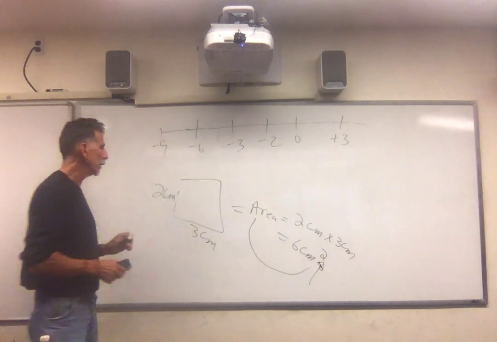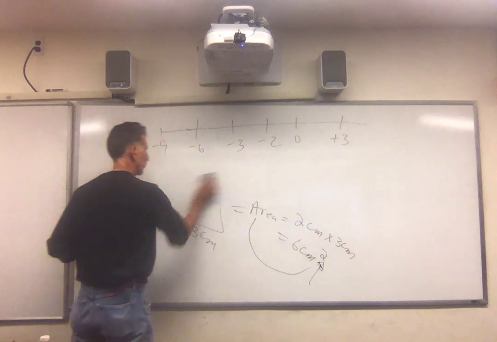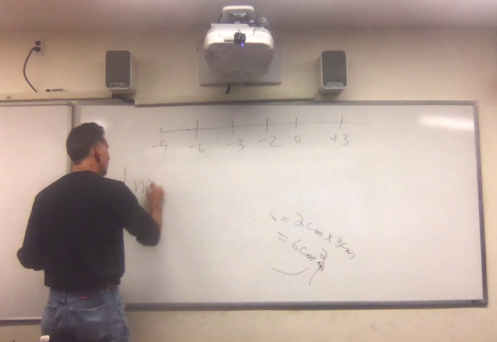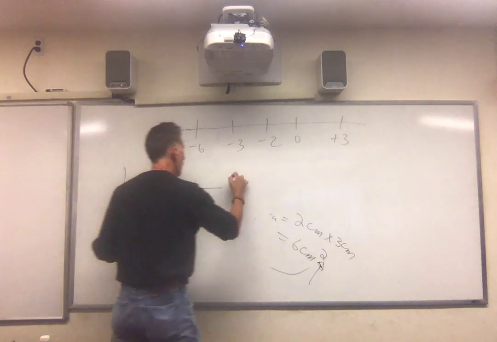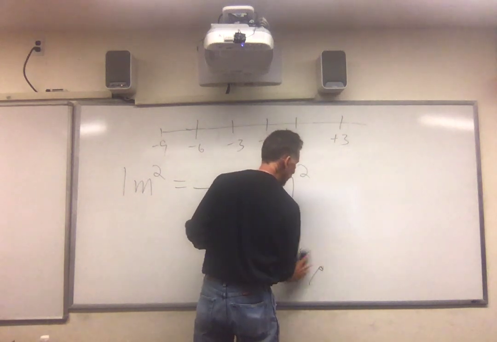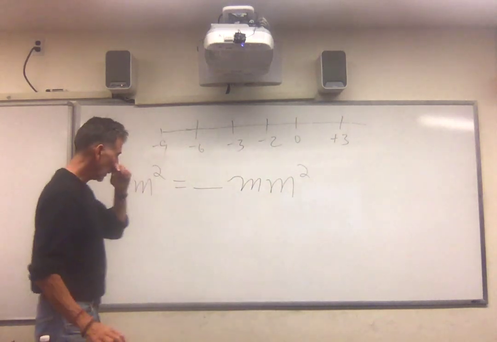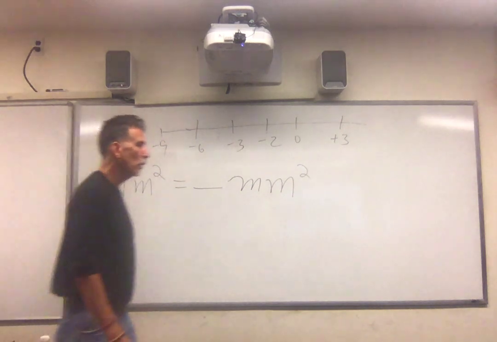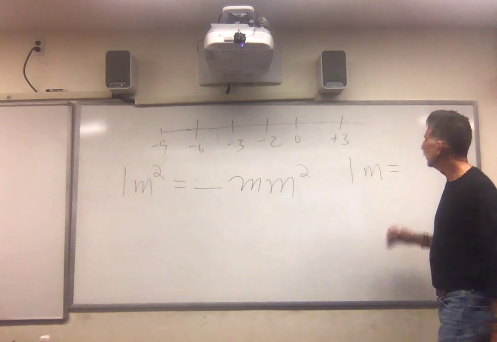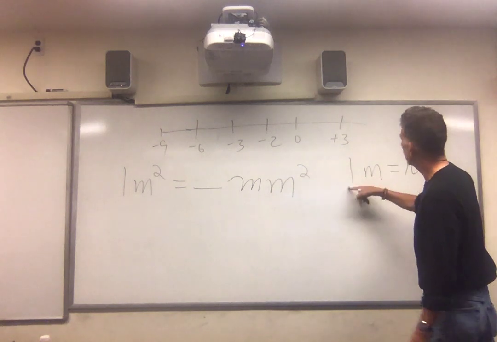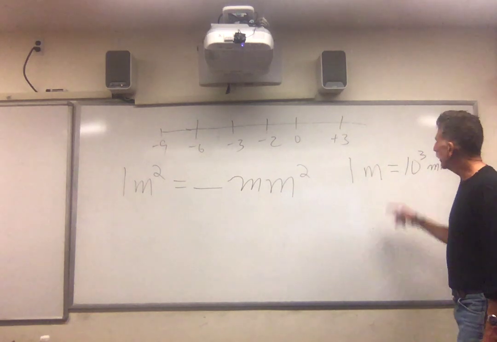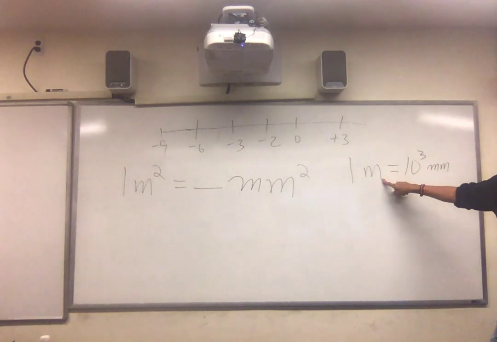So let's see if we can do something right now. 1 meter squared is how many millimeters squared? Okay? I'm going to go through this very slowly. Everybody look over here. 1 meter is 10 to the 3rd millimeters. There's 1,000 millimeters in 1 meter.